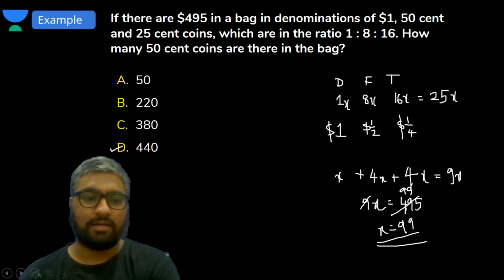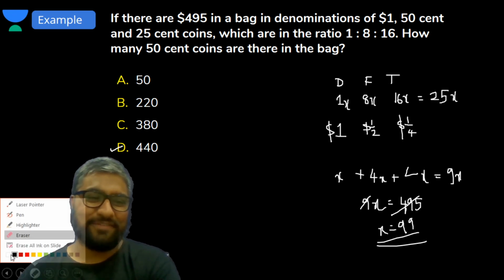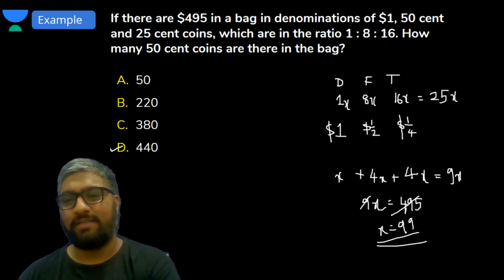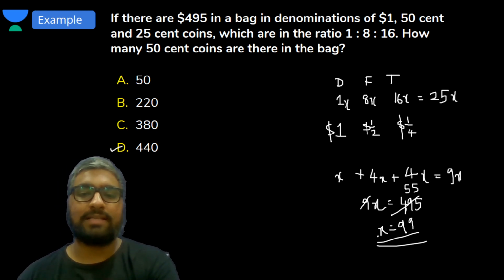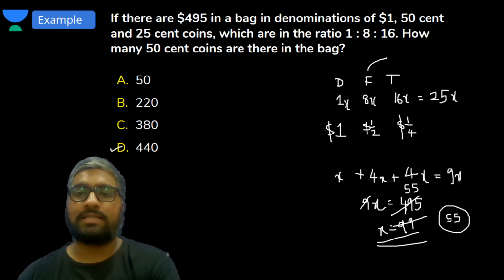It's 55. Yeah, that's what I was thinking. Why is this not matching? 55, of course. So I divided it by 5, I should divide it by 9. So the value of x given to us is 55, which means 50-cent coins are 8x. So 8 into 55 would be how much?